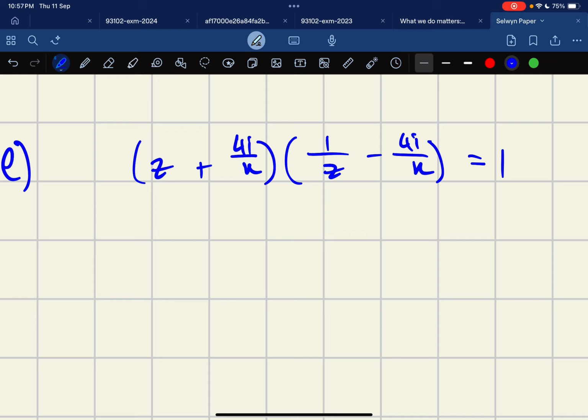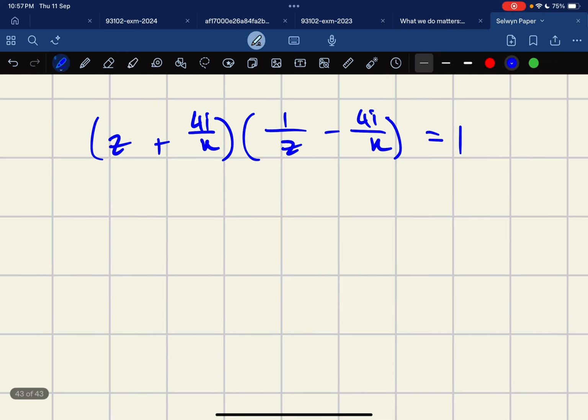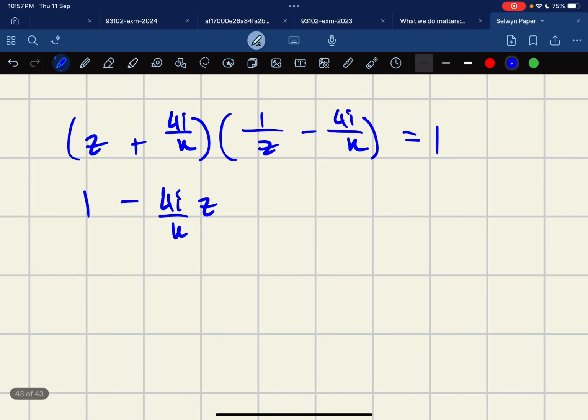And we don't necessarily need to convert it to a complex number x plus iy. So let's just work with z like this, and let's expand out the brackets here. So expanding this out, you get z over z, which is just 1, and then minus 4i over k times z, and then plus 4i over kz, and then minus 16i squared over k squared is equal to 1.